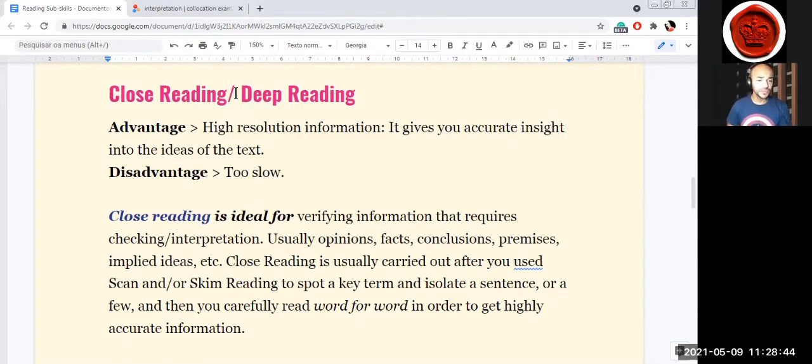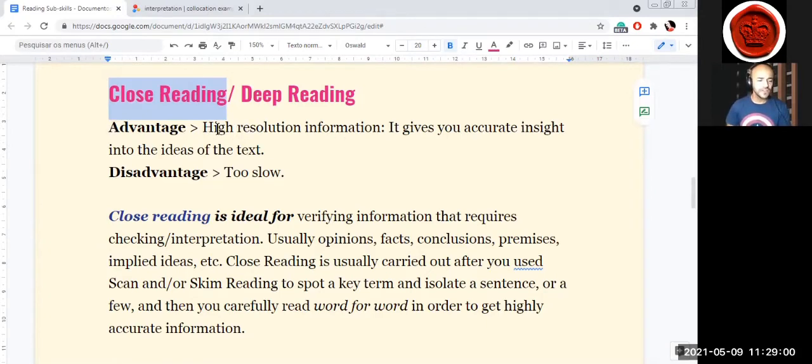Close reading or deep reading. I really like this expression, deep reading, but it's not so usual. Close reading is the most common term because you can read something closely, with close attention, so that's the proper one to use, the most accepted.